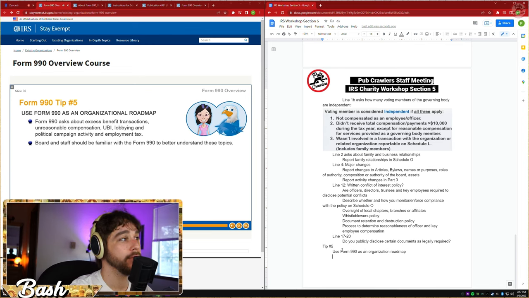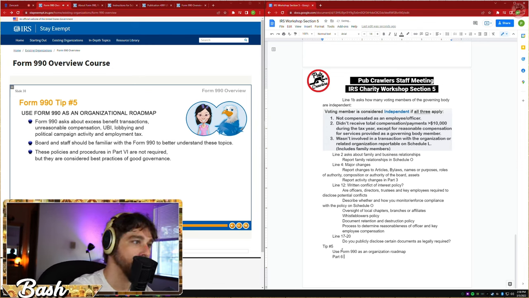We don't have to adopt every policy in Part 6, right? Right. The policies and procedures in Part 6 are not required by law, but they're generally regarded as best practices of good governance and help you stay on the path of compliance.